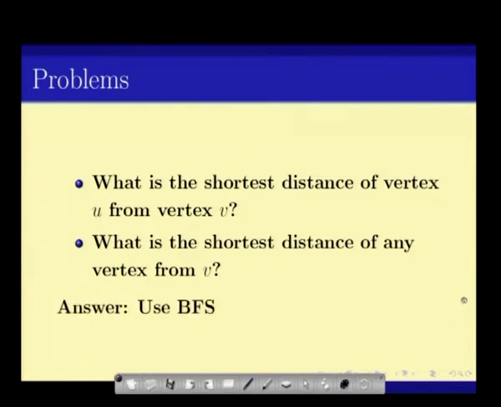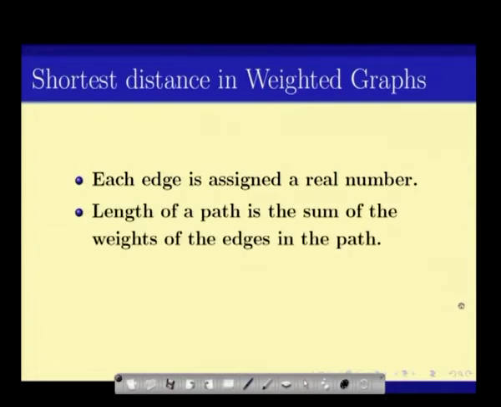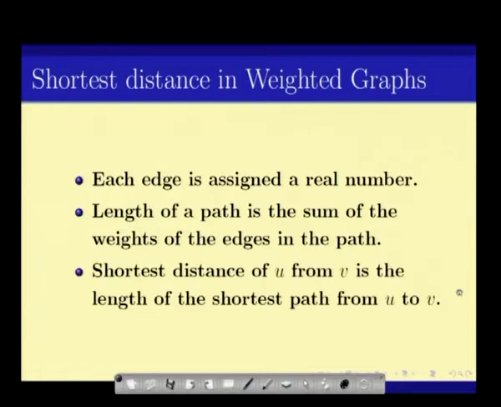We can also ask a more general question: what is the shortest distance of any vertex from a given vertex v, and we have seen that this can be answered using BFS. BFS can work only when the graph is unweighted, but when there is a weight assigned, that means each edge has been given a real number, then the length is the sum of the weights of the edges in the path, and then we can again similarly define the shortest distance from u to v as the length of the shortest path from u to v.